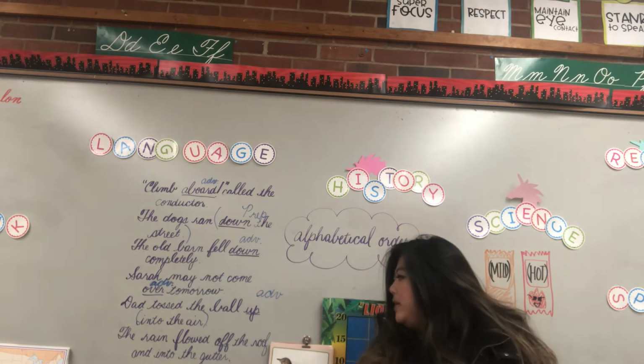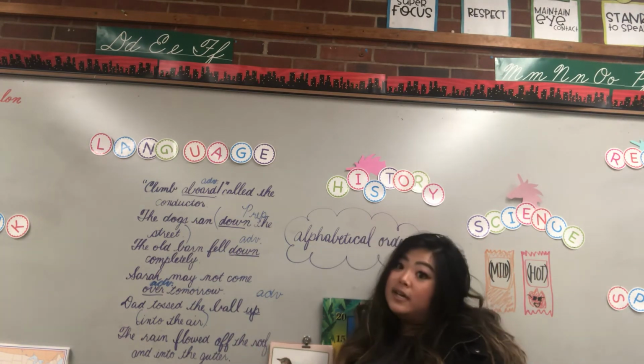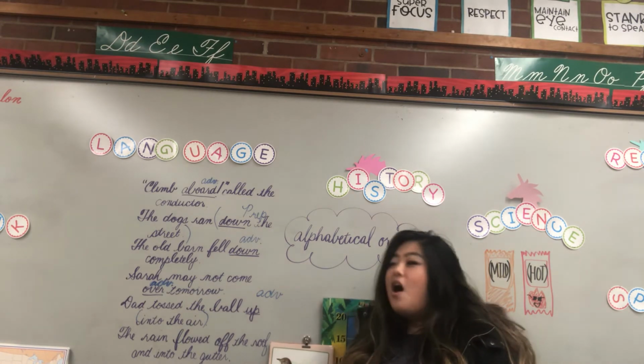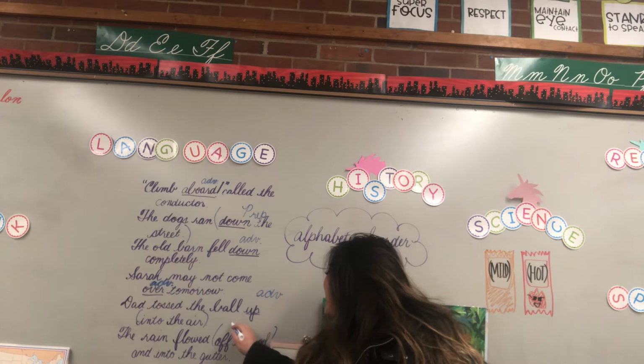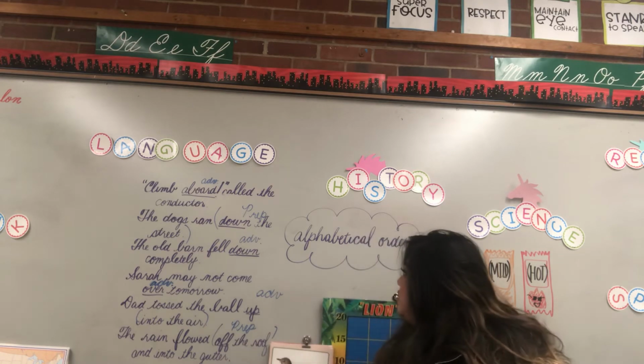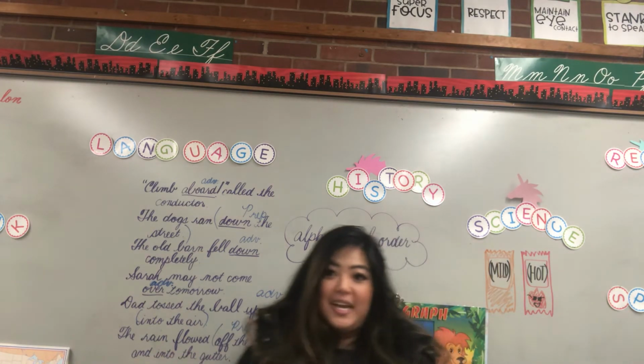All right, the last one. The rain flowed off the roof and into the gutter. What is off? Off is actually a preposition. It's a preposition because there's a best friend and object, the roof. Off the roof is a prepositional phrase. All right, how'd you do on those? Hopefully you did really well.